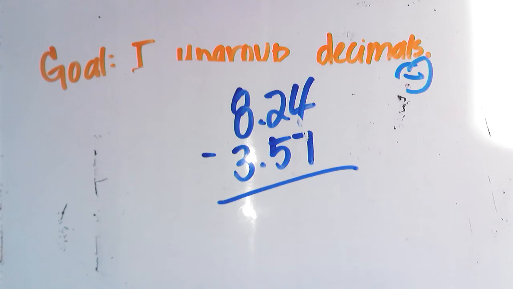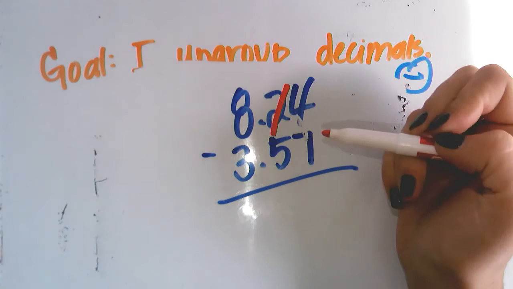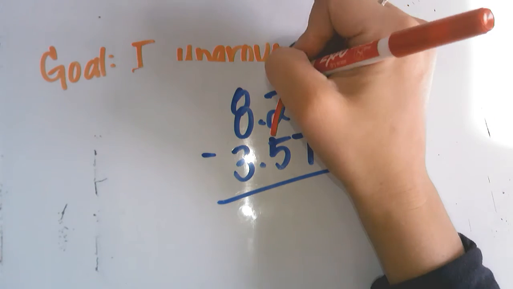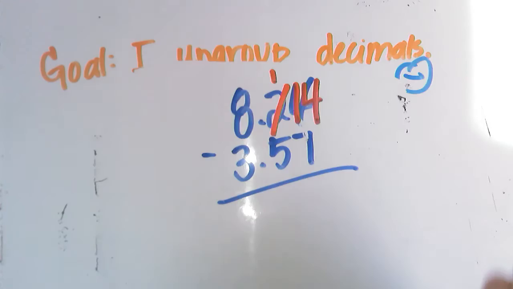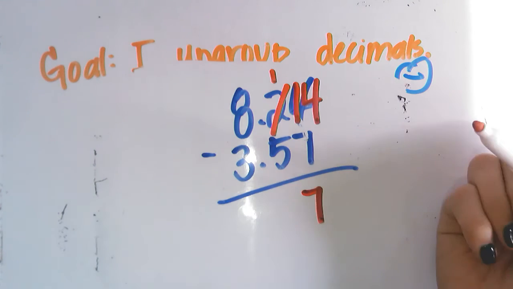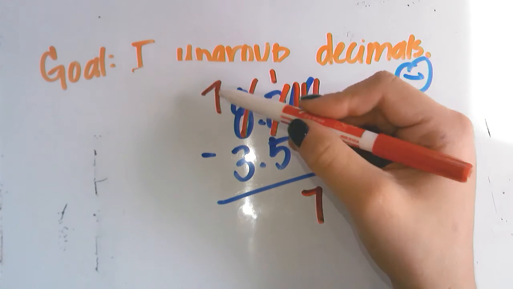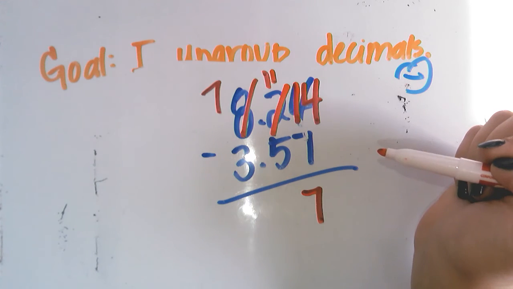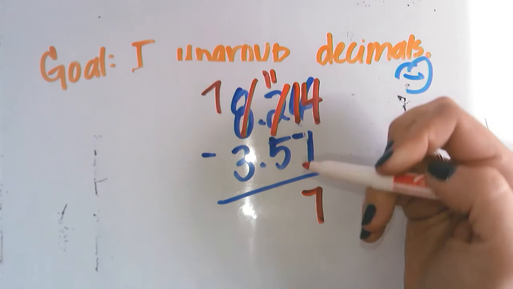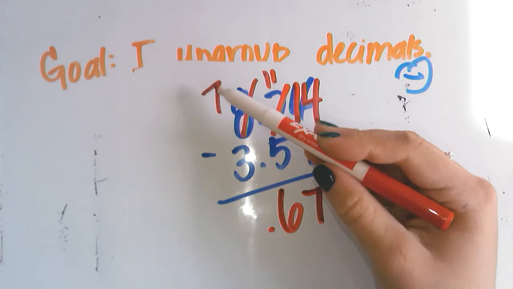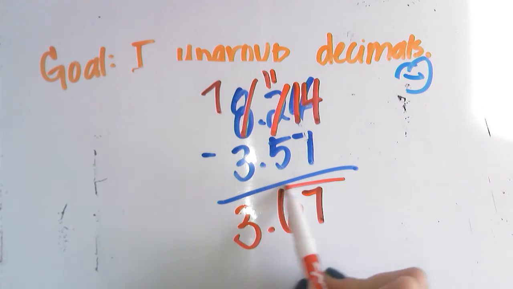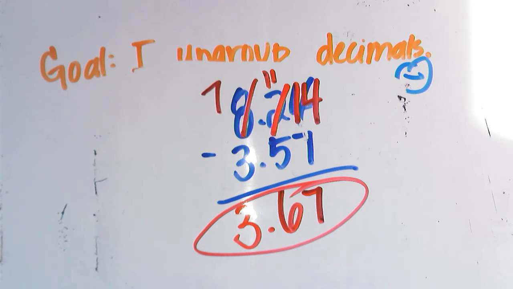4 minus 7. I can't do that, so I must ungroup. You cross out the 2, you make it into a 1, and you make your 4 into a 14. 14 minus 7 is 7. 1 minus 5. I can't do that. I need to ungroup my 8, so I make that 1 less, and I add my 10 up top. 11 minus 5 is 6. And then I have 7 minus 3. So I end up with 363 and 67 hundredths. So your ungrouping can be applied in that instance as well.